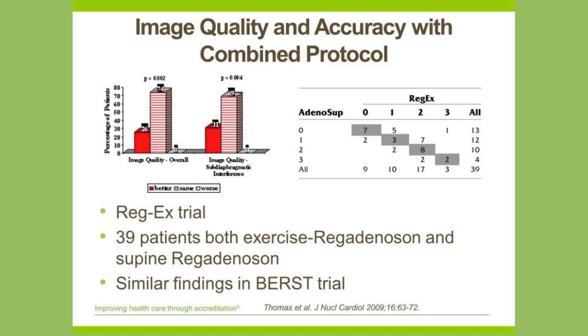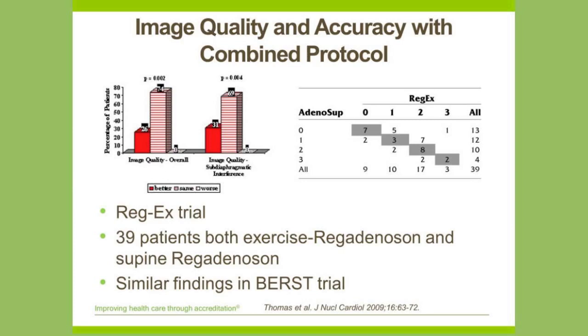There have been multiple trials that have looked at doing this kind of combined protocol. For instance, the REGX trial looked at a higher number of patients than this, but there were 39 patients who had two different protocols. They had an exercise regadenoson protocol, and they had a regadenoson supine alone protocol. And what you can see, if you look at this bar graph on the left, is that the overall image quality was the same or better. Those are the red striped and red solid bars.